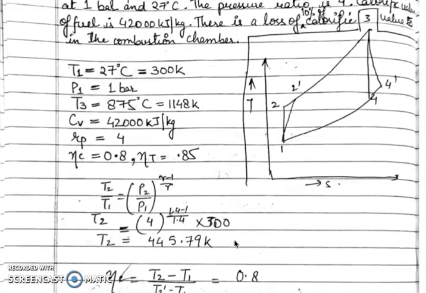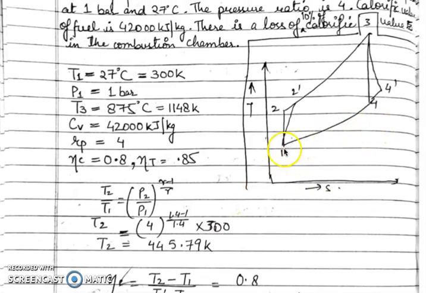So by this we calculate the conditions at all the salient points of the cycle. Conditions are now known.